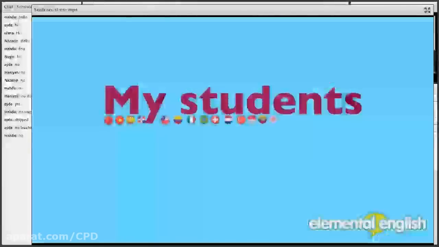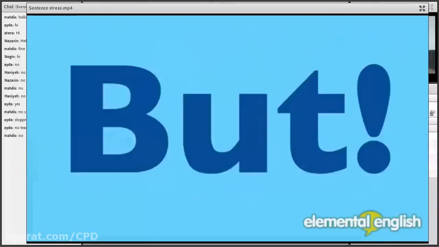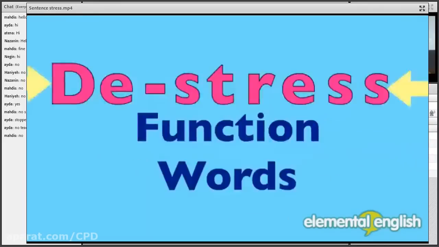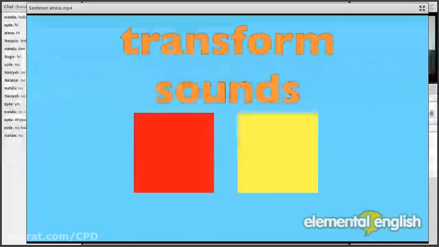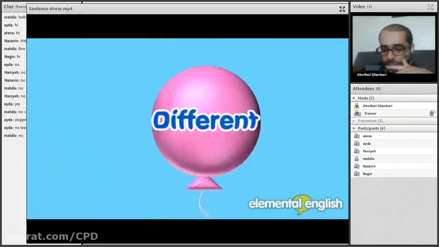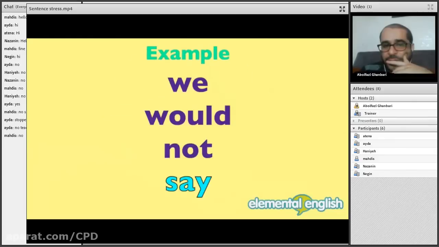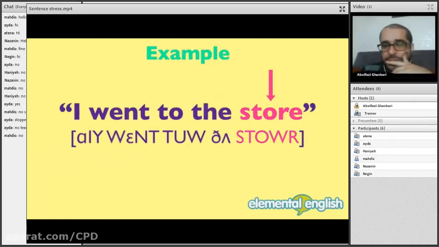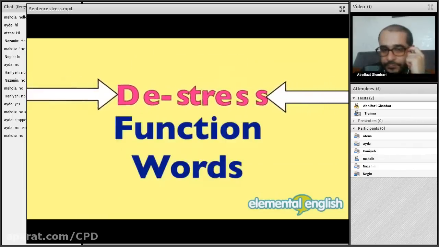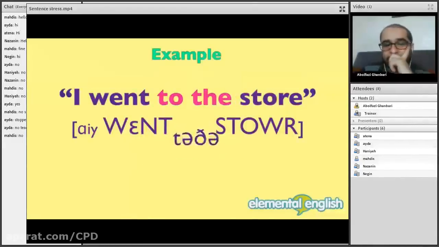My students often tell me that Americans speak too fast, and that makes us difficult to understand. But actually, it's not so much our speed that can make us difficult to understand. It's how we de-stress our function words and transform sounds with connected speech. This change in sound is the major difference between written and spoken English. For example, we would not say, I went to the store, but we stress our content words and de-stress our function words to say, I went to the store. So to the became ta the.